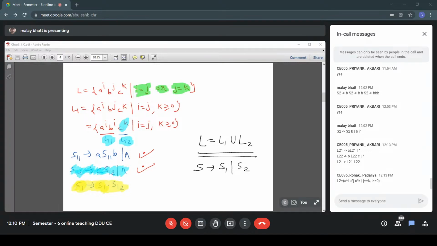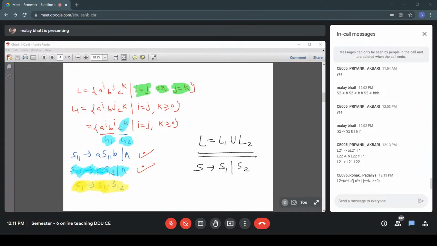We are independently generating A because there is no rule for A. We can generate it independently, and then we have L22, which is giving us B L22 C or null. B and C are equal, and it is a concatenation of two languages again, L21 with L22. So we are writing L21, L22.